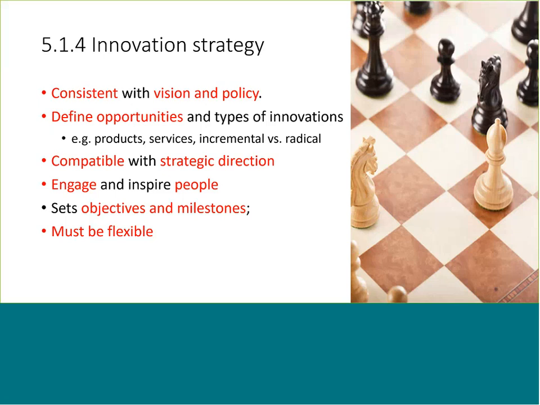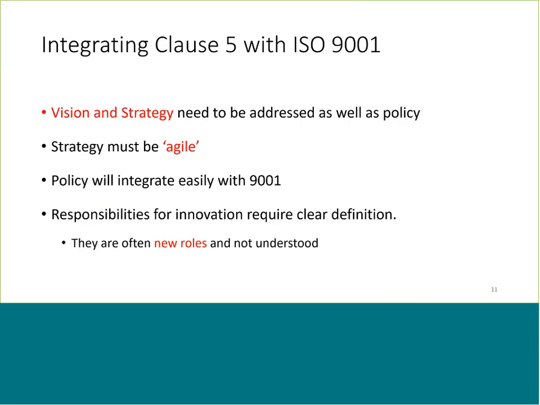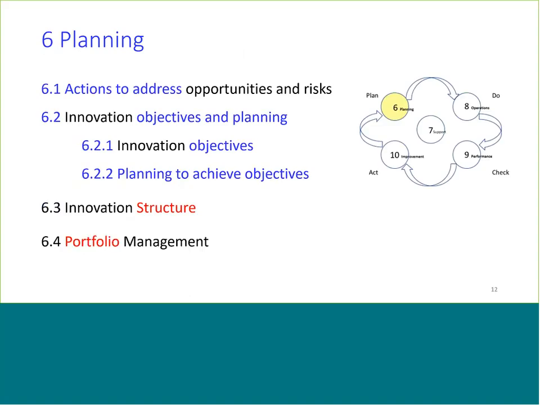And particularly if you're going to partner with other people. And within the strategy, we'll be setting objectives and milestones. And I'll come to that in more detail in Clause 6. But again, you'll see it emphasizes the strategy must be flexible. So, summarizing the integration of Clause 5, vision and strategy are additional to policy. Strategy must be agile. Policy, you will find, integrates very easily with 9001. And a word of caution, responsibilities will need very clear definition because there are going to be a lot of new roles. So now into Clause 6, the planning.